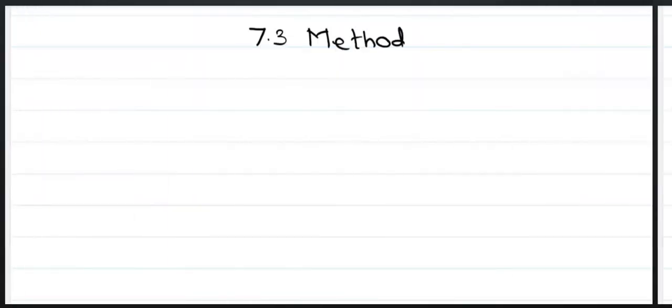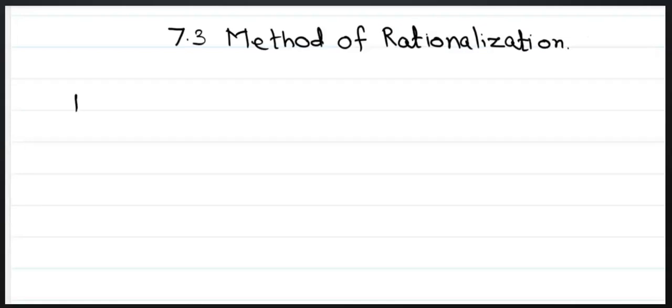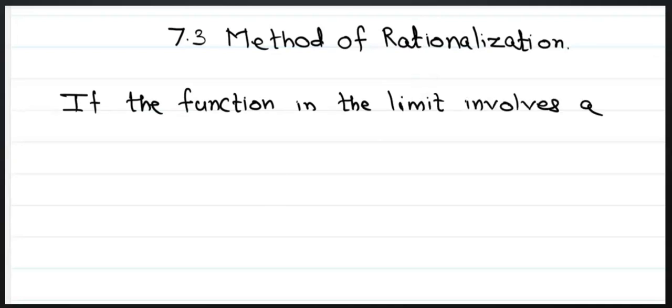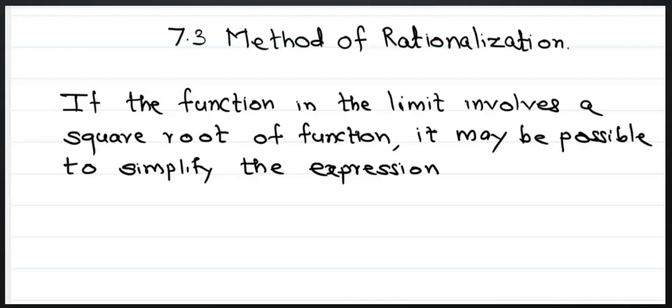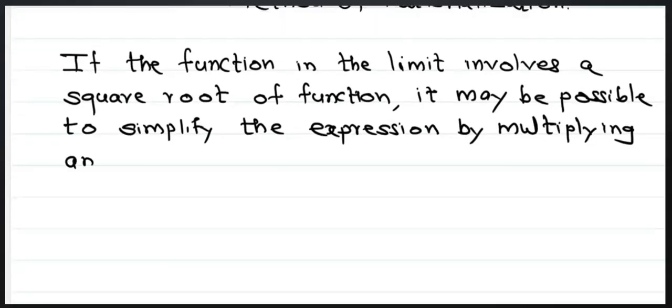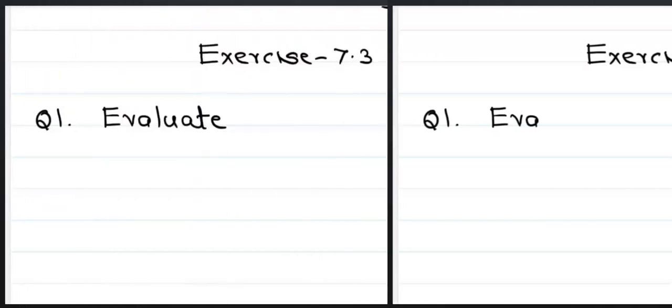Hello friends, now we'll see the method of rationalization. If the function in the limit involves a square root of a function, it may be possible to simplify the expression by multiplying and dividing by its rationalizing factor. By using this, we can rationalize the irrational term and solve all the types of examples.